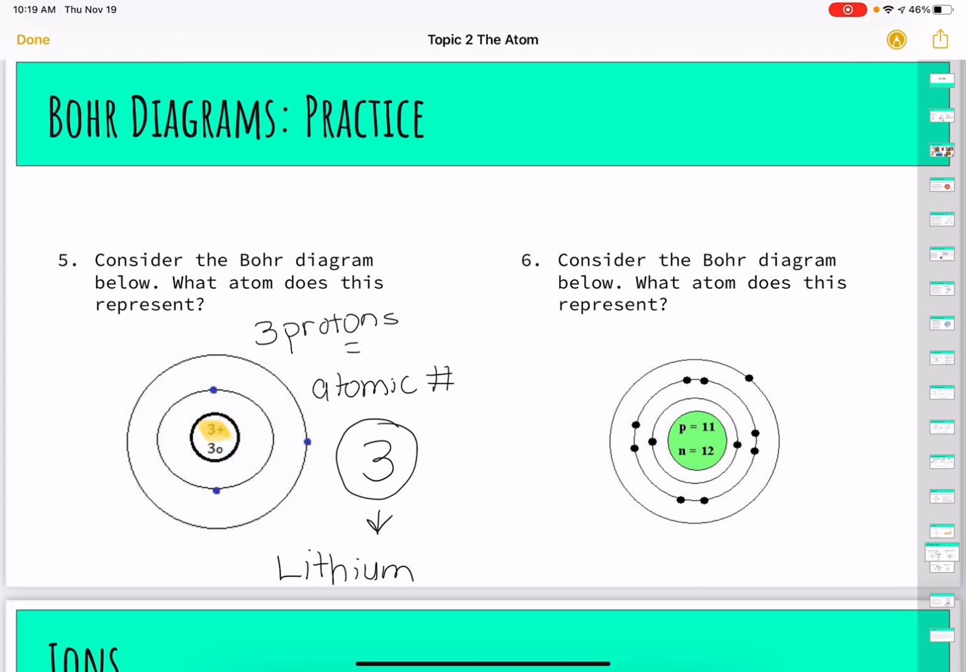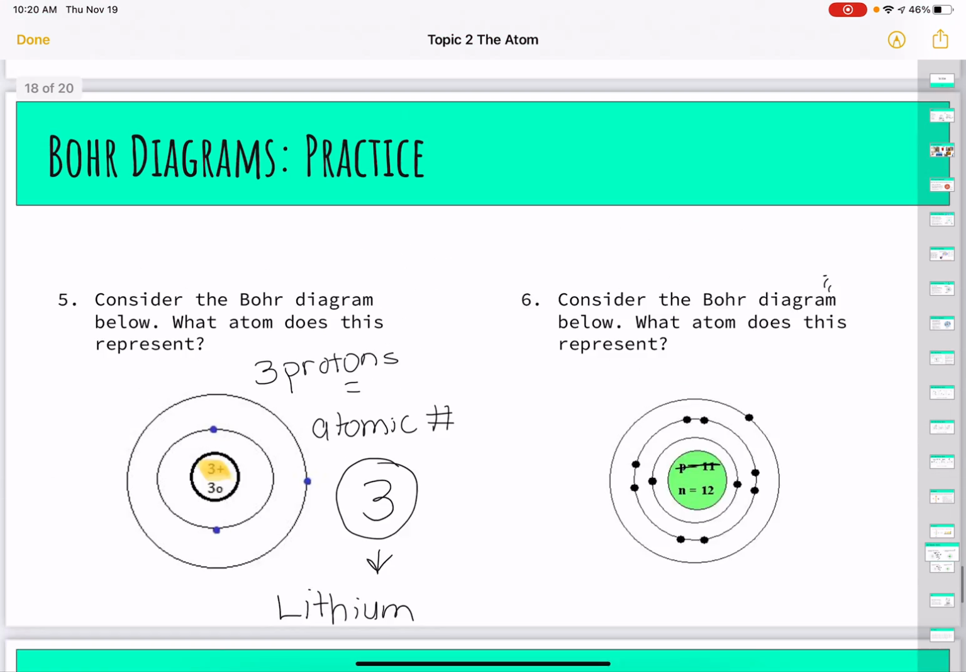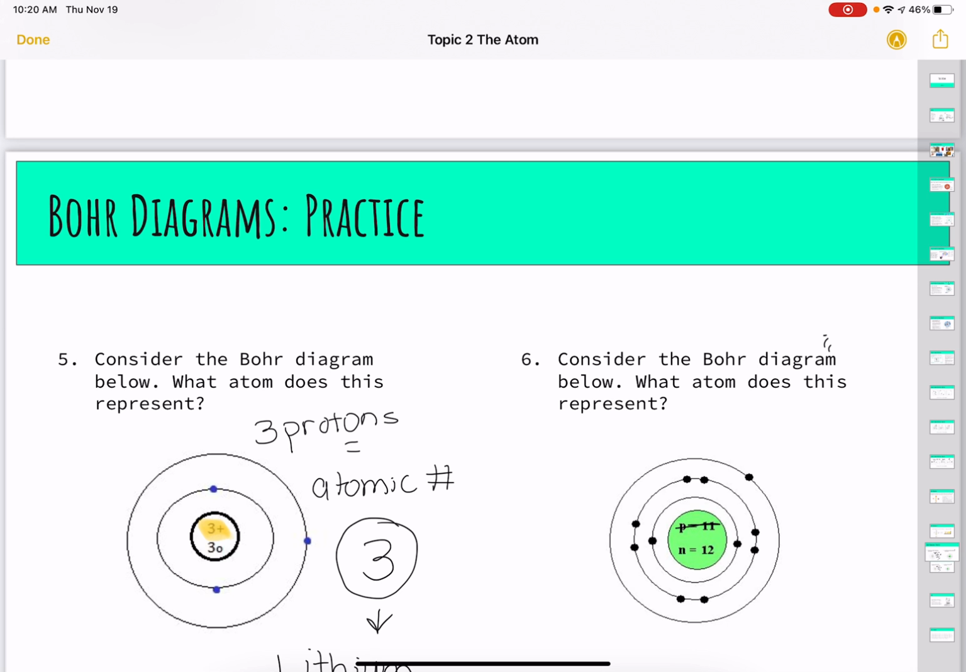Now consider the Bohr diagram below. What atom does this represent? Again, I told you the key here is protons. Not sure why it's not coming up. Anyway, protons is what we want to use. So protons is number 11.